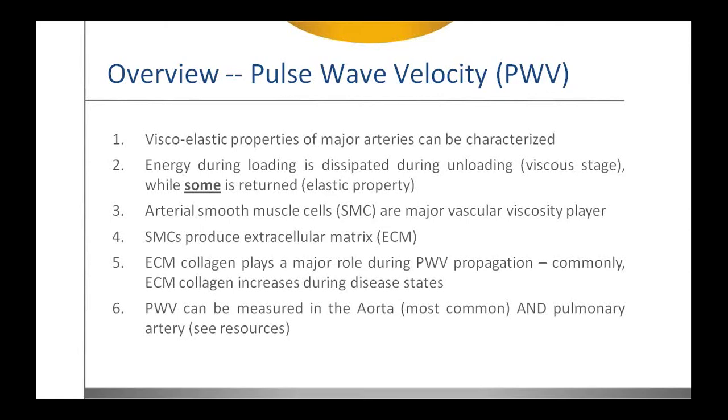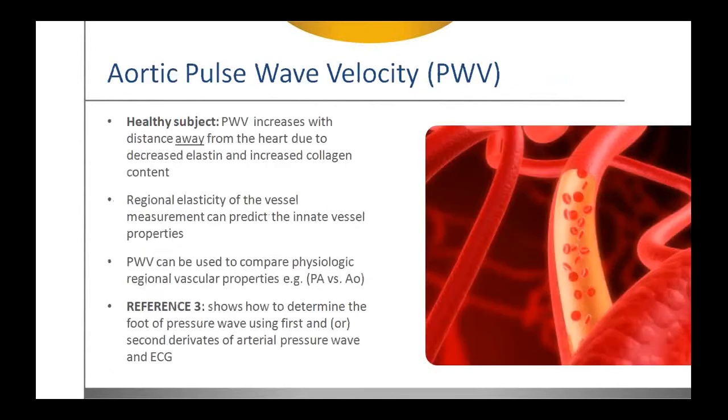And commonly, extracellular matrix collagen increases during disease states. Pulse wave velocity can be measured in the aorta, which is the most common site, and in the pulmonary artery also. So we have placed resources for pulse wave velocity in the pulmonary artery on our resource page.